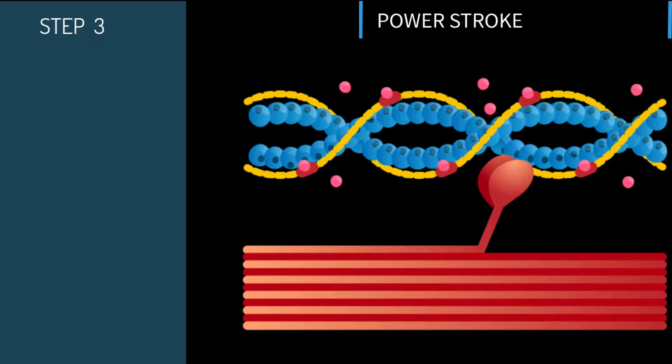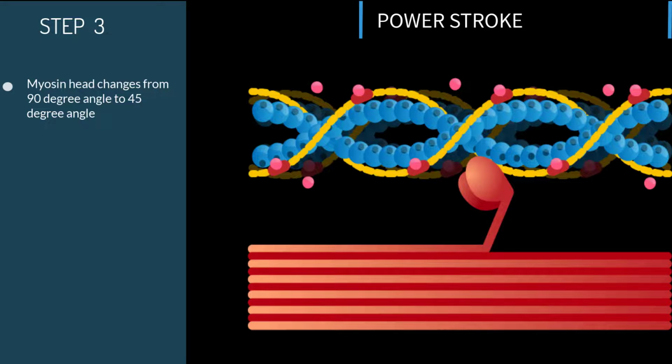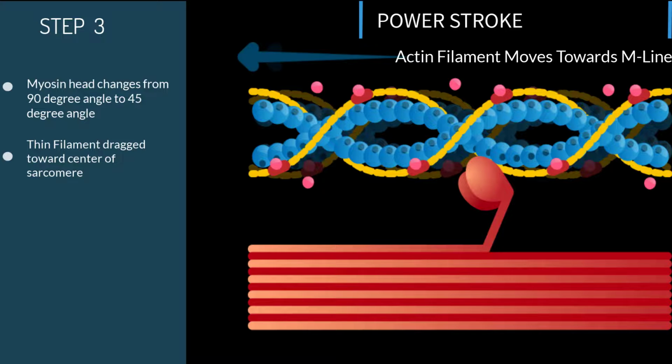Step 3, the power stroke. After the cross bridge forms, the myosin head will change its position from a 90-degree angle to a 45-degree angle relative to the thick and thin filaments. This causes the thin filament to be dragged towards the M line, or center of the sarcomere. This tension-generating event is termed a power stroke.